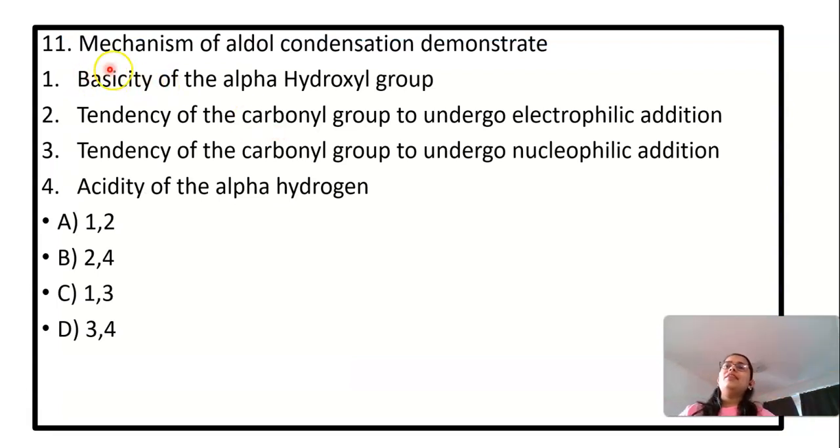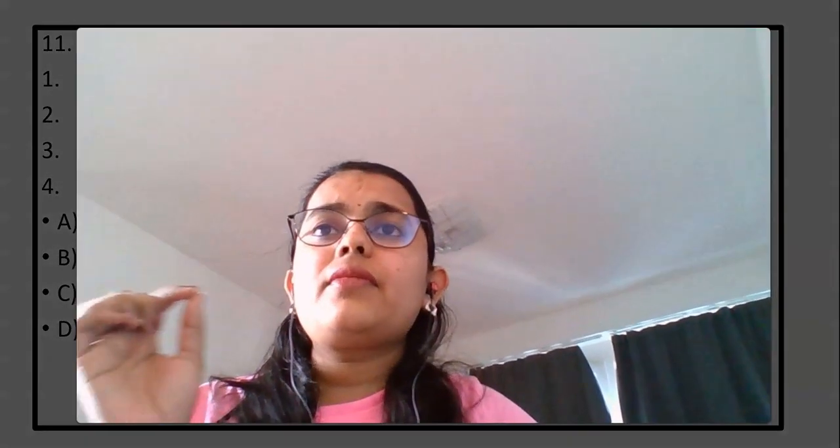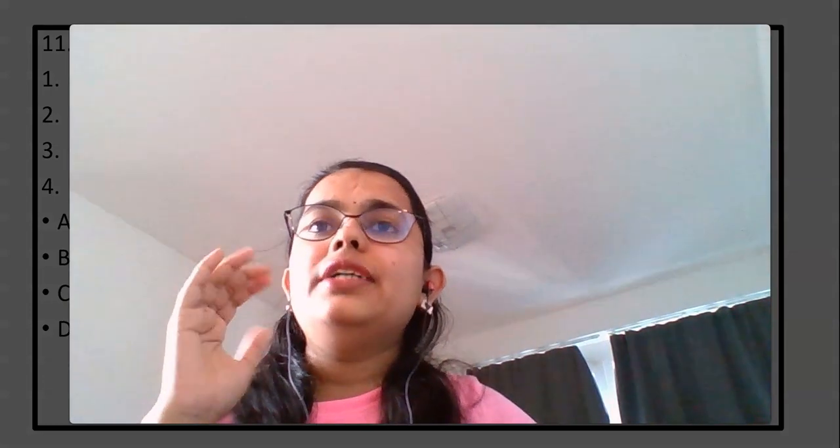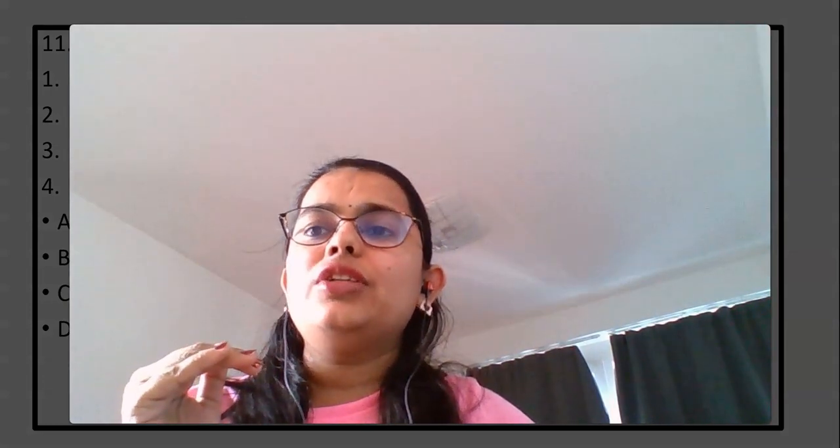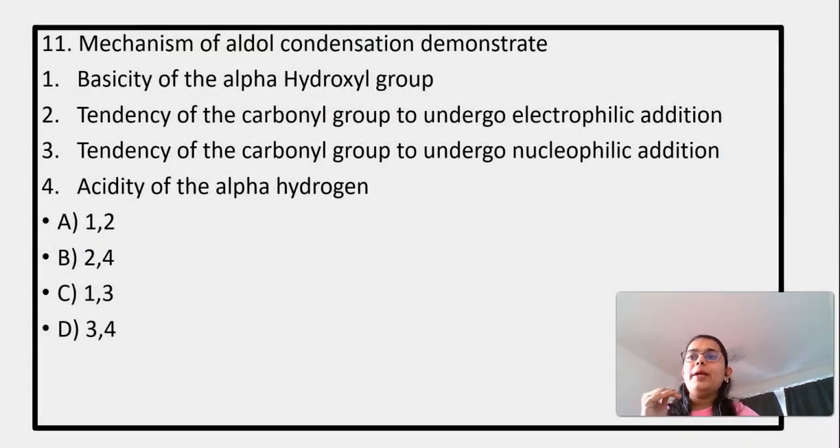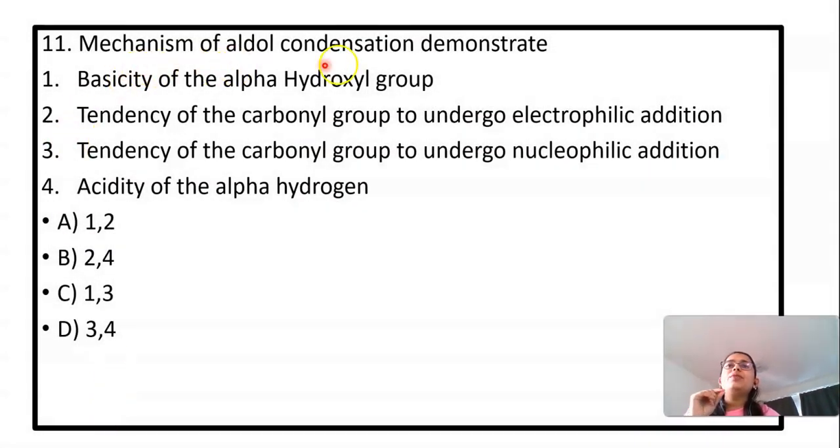Next is question number 11. Mechanism of aldol condensation demonstrates. As I said before, name reactions are a very important part of this, so you have to do it. Here, mechanism of aldol condensation. In the mechanism there are steps, basicity of the alpha hydroxyl group. So you can read the options, and I am going to give the correct answer here.